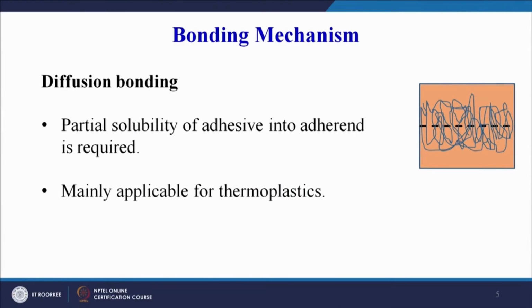So this is mainly applicable, as we have seen in our previous session also, for thermoplastic materials because of the long chain, and when you supply heat, the weak bonds between the long polymer chains break, and then the chains can slide, entangle and form the joint.